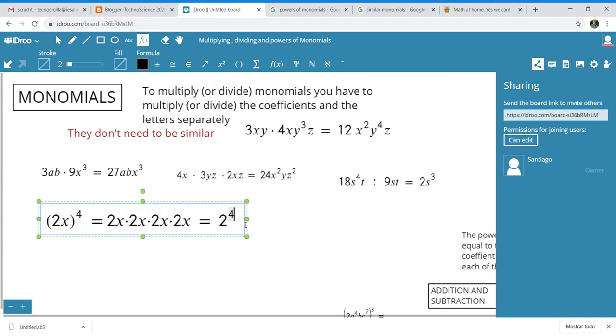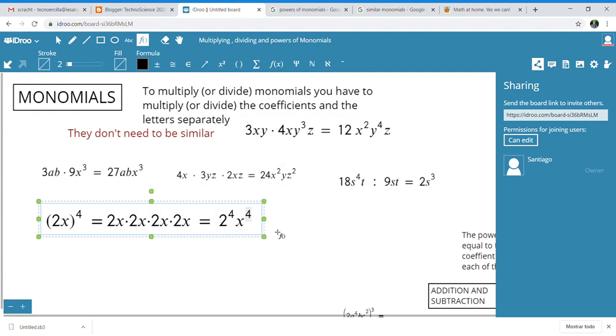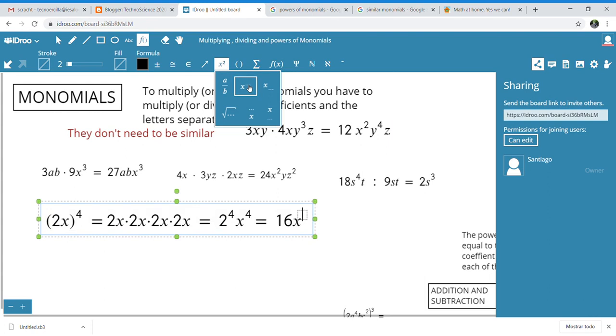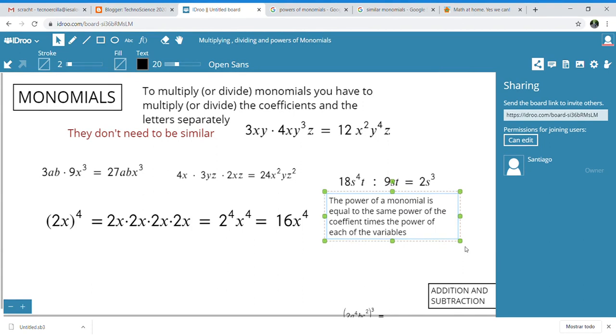And the same happens to x. x times x times x times x is x to the power of 4. Okay, 2 to the power of 4, you know that this is 16. So, as you can see, the power of a monomial is the power of the coefficient and then the power of all the letters. Okay, so here you have the rule.